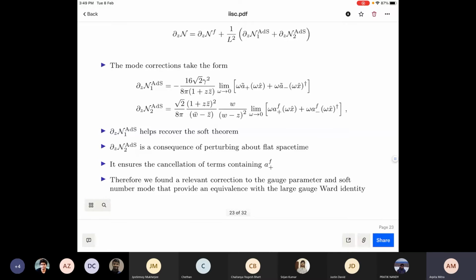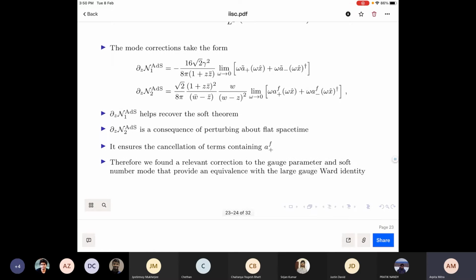That is the main crux here: del z N1 AdS helps to recover the soft theorem at 1 by L square order, and del z N2 AdS is a consequence of perturbing about flat space time. A little later, I will show that we will not receive this term if we are considering a large AdS radius limit of a boundary CFT correlator. So there only N1 AdS will come.